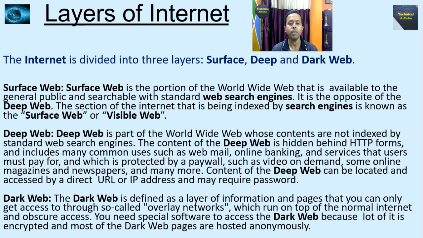Okay, and another hidden web is known as the dark web. Okay, the dark web is defined as a layer of information and pages that you can only get access to through so-called overlay networks, right, which run on top of the normal internet and obscure access, right? You need special software to access the dark web because a lot of it is encrypted and most of the dark web pages are hosted anonymously, right?